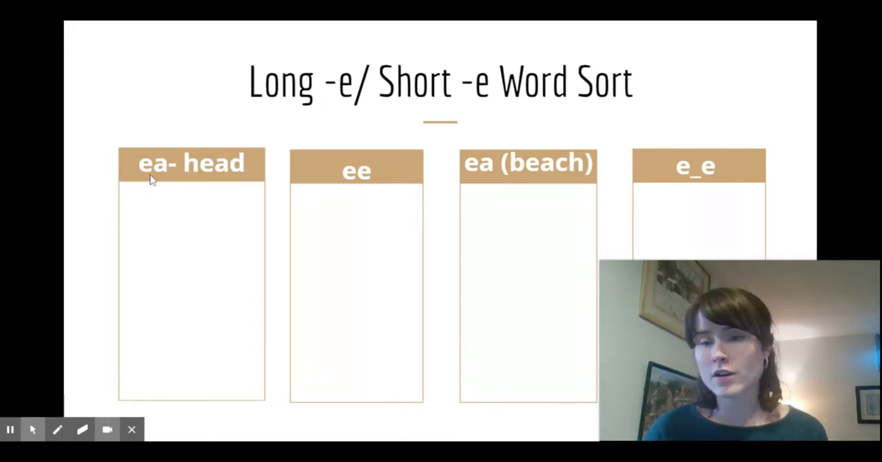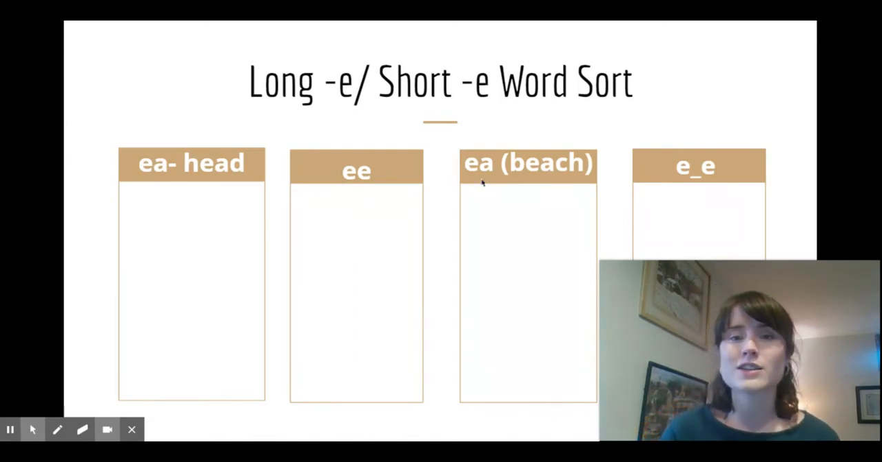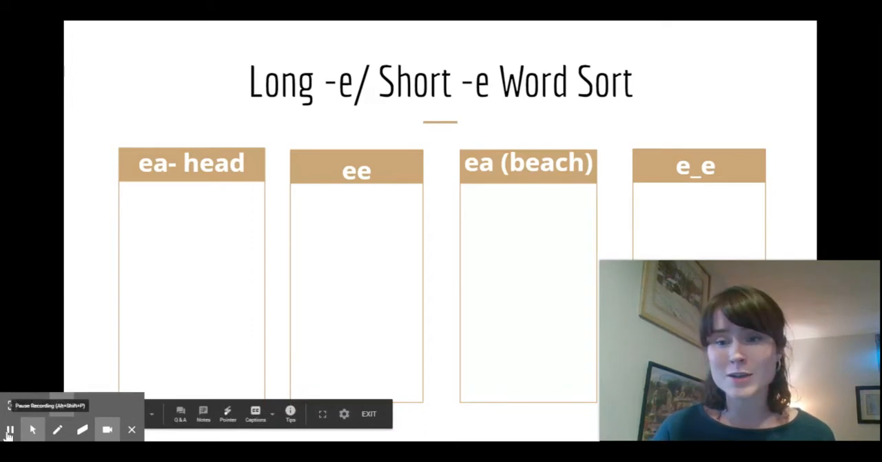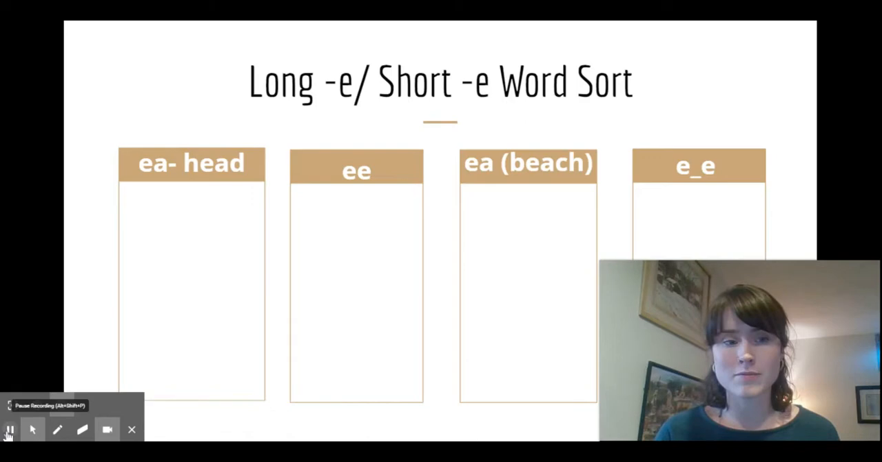One column for E-A says eh, like in the word head. One column for E-E says E. One column for E-A says E, like in beach. And the last column for E blank E says E. As we go through, I'm going to tell you different words, and you are going to get to build those words and decide where they belong on our sort.